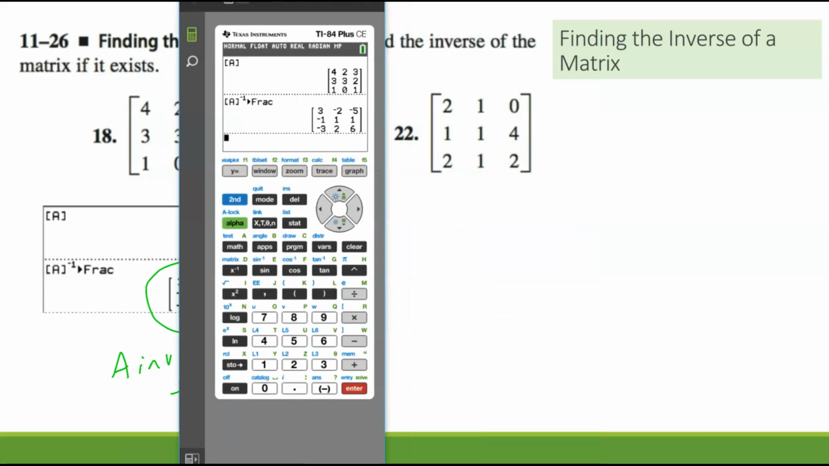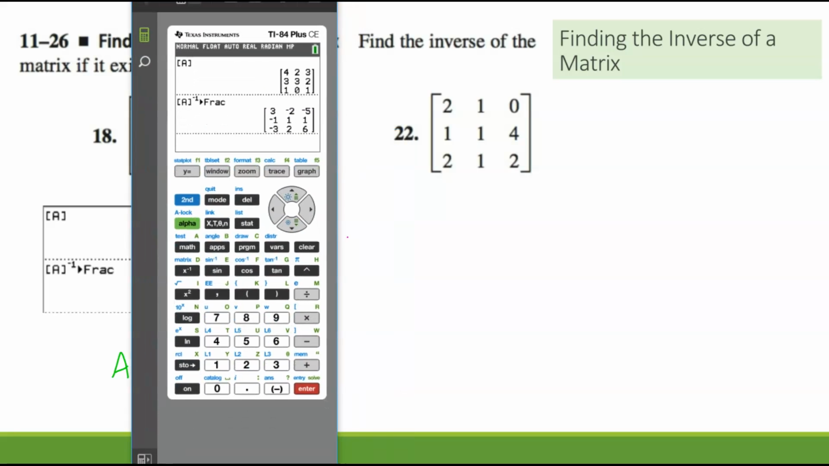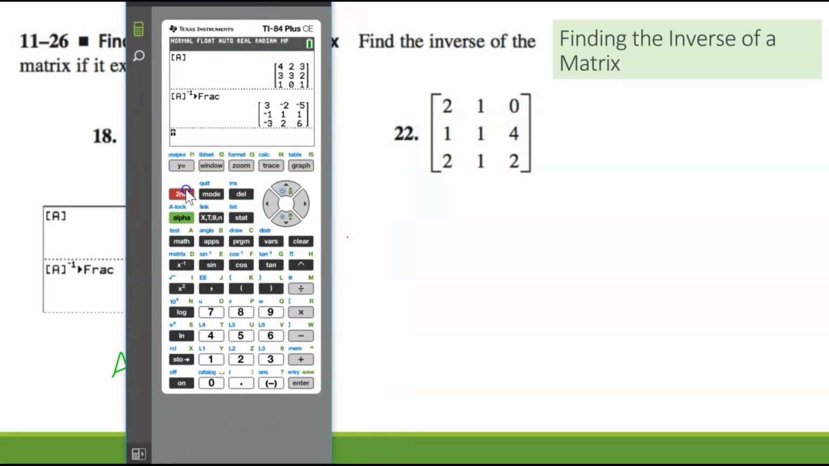Okay, so let's look at the next problem. Find the inverse if it exists. Okay, so we're going to go second matrix edit. Go ahead and put in our entries. We've got a 3 by 3 matrix. So then we have 2, 1, 0, 1, 1, 4, 2, 1, 2. Okay, so second quit.